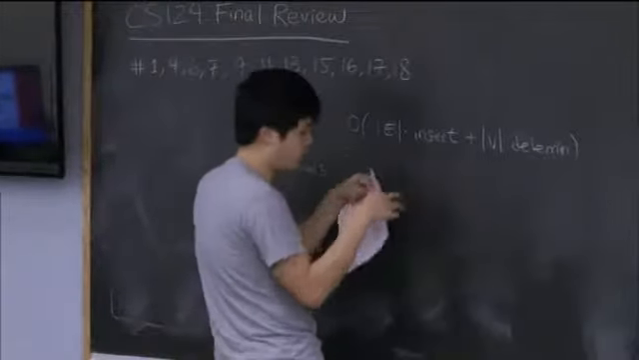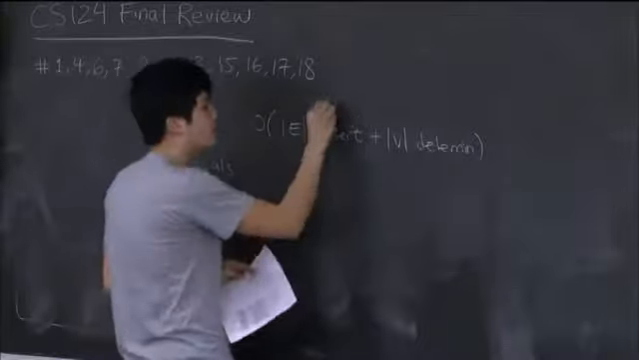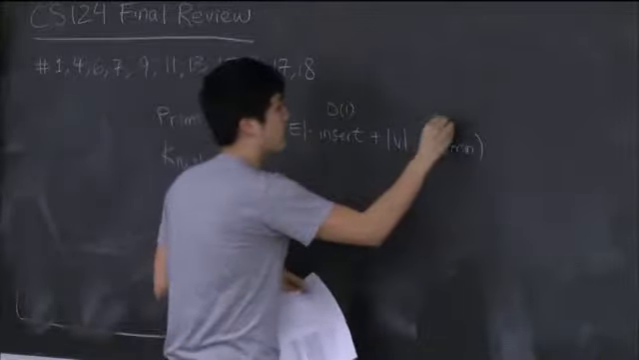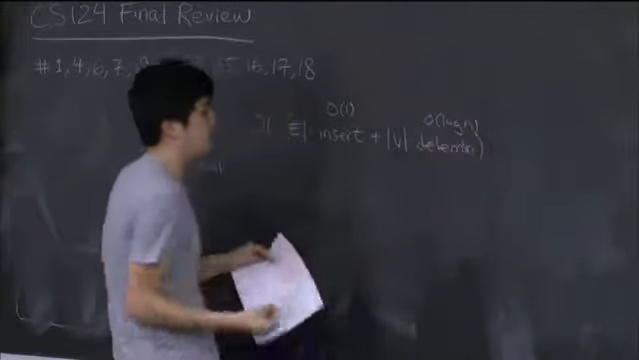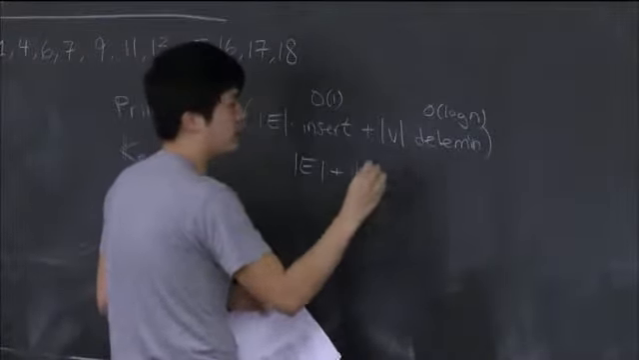In the case that the question said, say we use a Fibonacci heap, well, the insert will take O of 1 time, and the delete min will take O of log V time. And therefore, the runtime overall is E plus V log V.